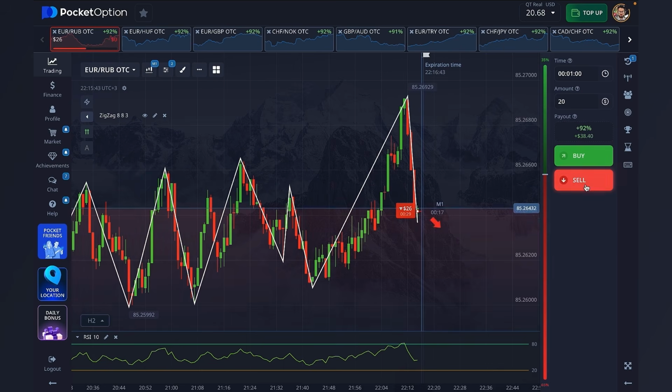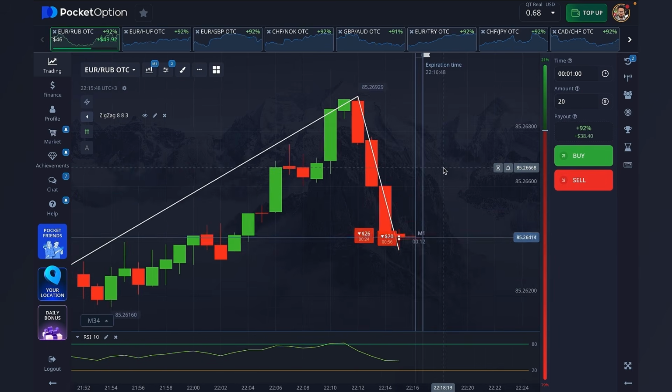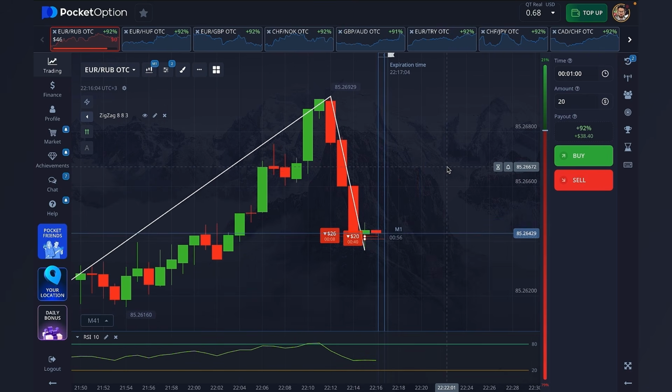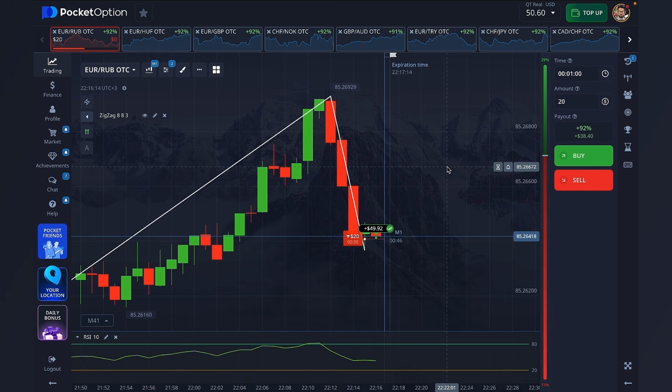Tight entry, but it pushed in our direction. And the second trade for 20 is also in the market. That looks like the perfect moment for me to go all in. Yep, it hit. That one was close, high risk, but we nailed it. Not a single loss so far. There's also a bit of luck with us.